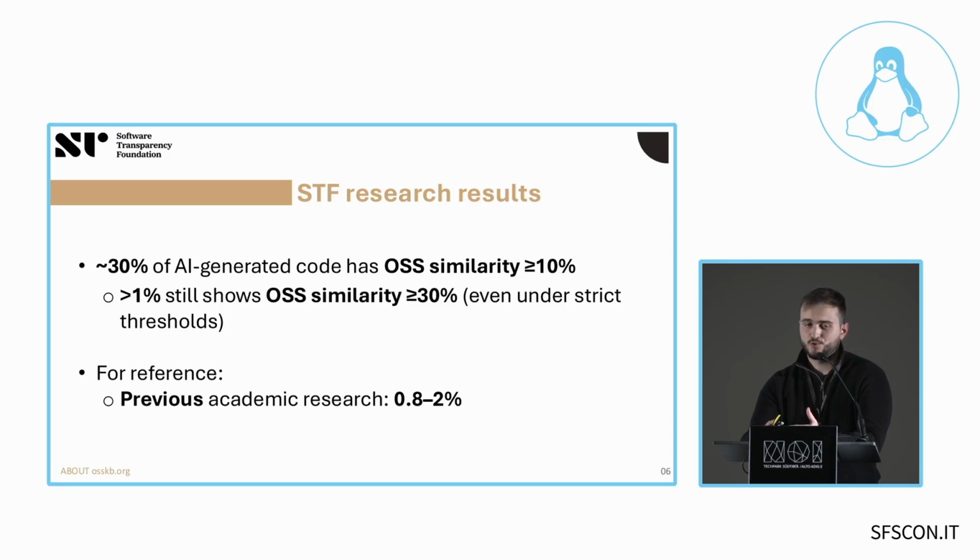So if we were to add more open source to the data sample that we use for comparing, it will probably be much larger. So if 0.8 to 2.2% was enough to worry, 30% I think is more serious, right?